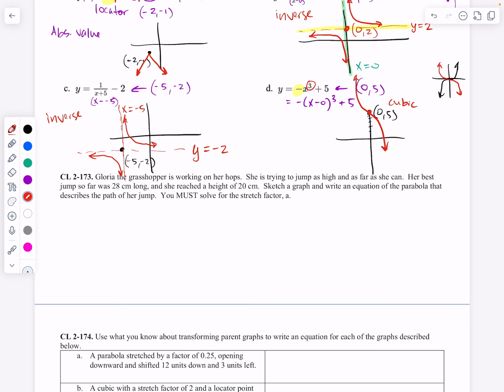All right, last problem on page 1. We got a Gloria the Grasshopper problem. Gloria the Grasshopper is working on her hops. She's trying to jump as high and far as she can. Her best jump so far was 28 centimeters long and reached a height of 20 centimeters. Sketch a graph and write an equation of the parabola that describes the path of her jump. You must solve for the stretch factor a.